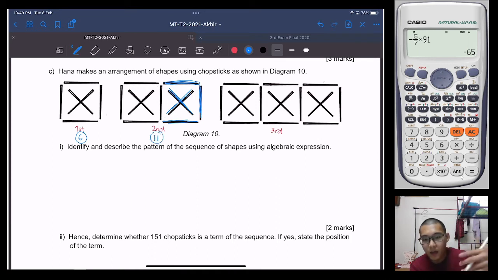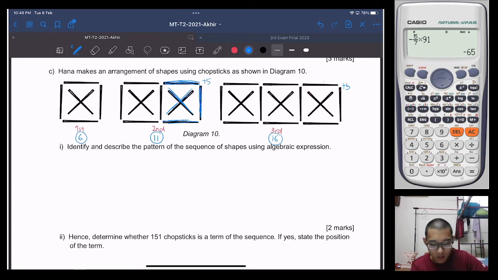So next, we add another 5 chopsticks. So we have 16. Okay, so that means for every term, right? This pattern is we add 5 to the previous term. So add 5 to the previous term, and we become the next term. Okay, so we have 6, 11, 16, and so on.